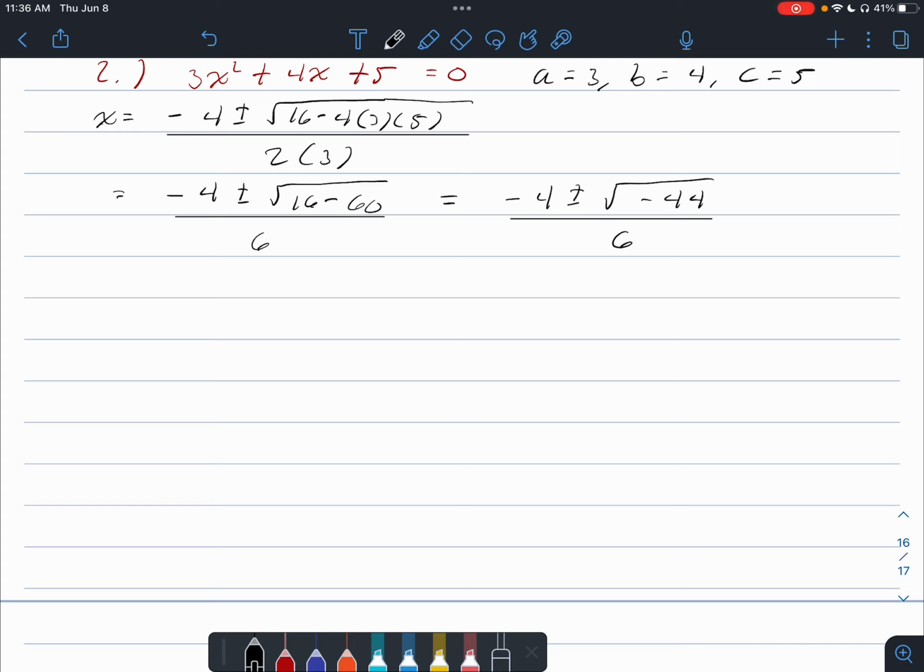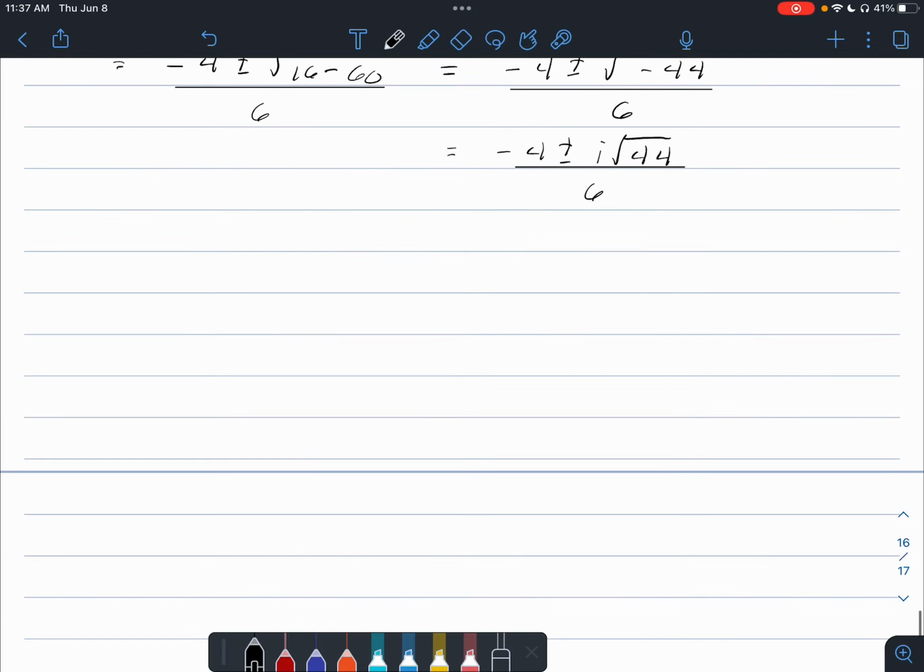So now the next thing we do is we can pull an i out here. So we have negative 4 plus or minus i times the square root of 44 all over 6. And we can rewrite the square root of 44 as i times the square root of 4 times the square root of 11, and this will be over 6. And the square root of 4 is just 2. So this whole thing is going to be negative 4 plus or minus 2 times the square root of 11 times i all over 6.